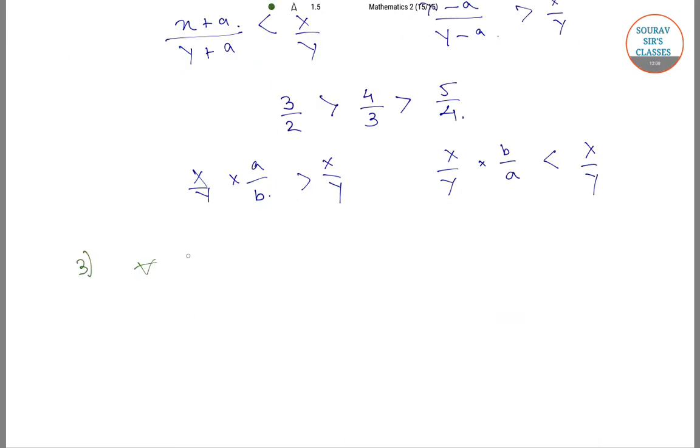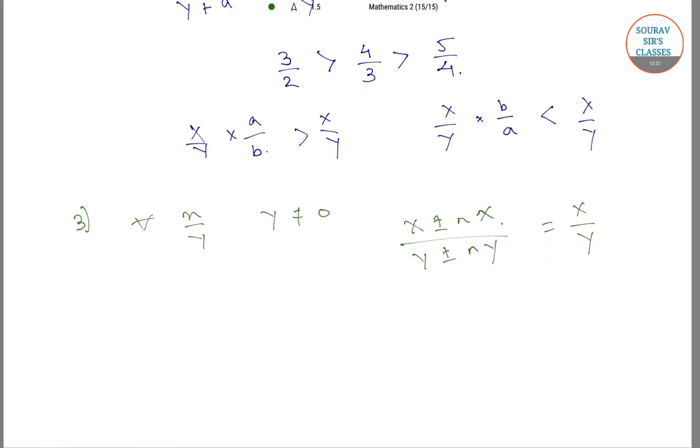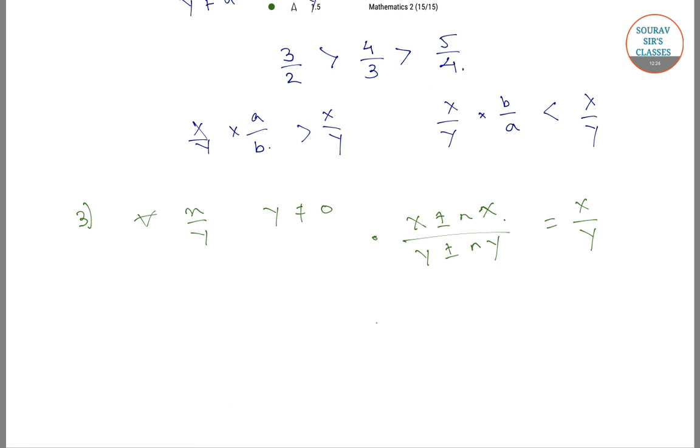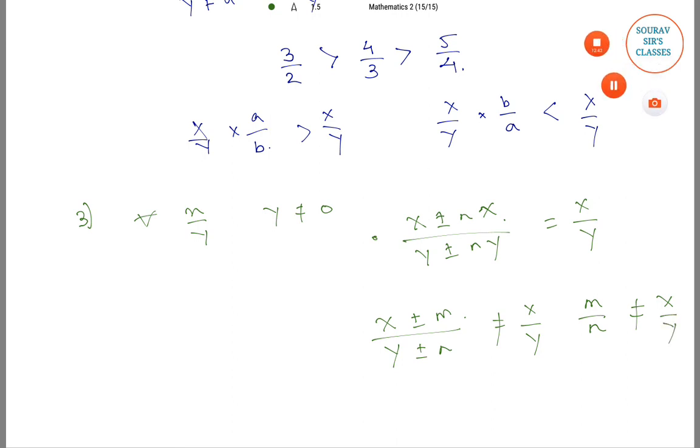Next is for any fraction x by y where y is not equal to 0, we have x plus or minus nx divided by y plus or minus ny is equal to x by y, and x plus or minus m divided by y plus or minus n is not equal to x by y if m by n is not equal to x by y. So these are some of the properties of fractions.